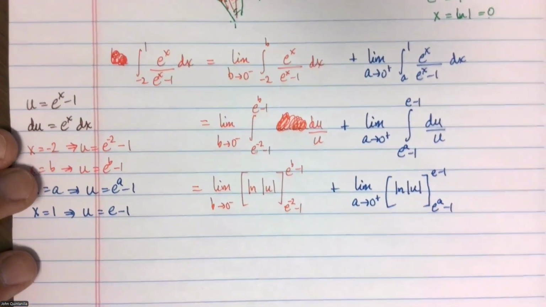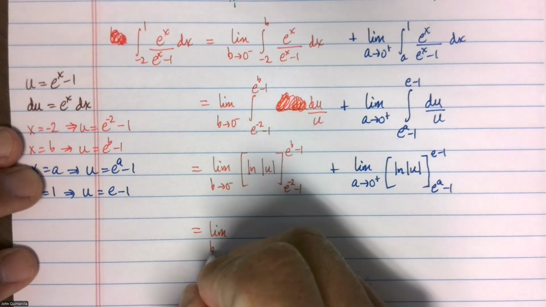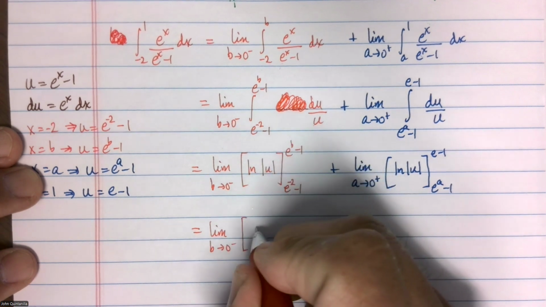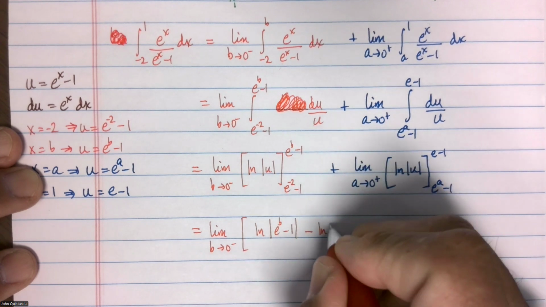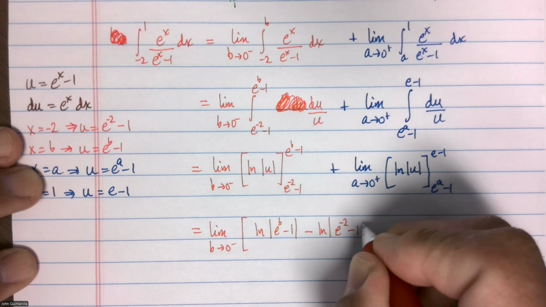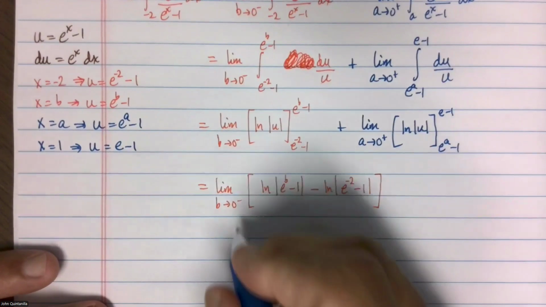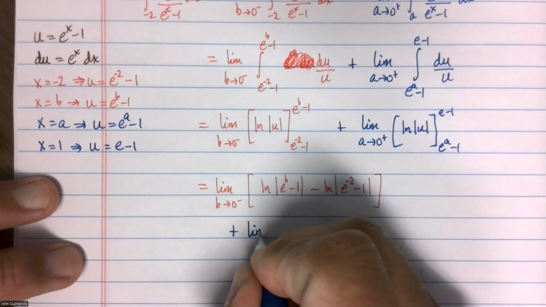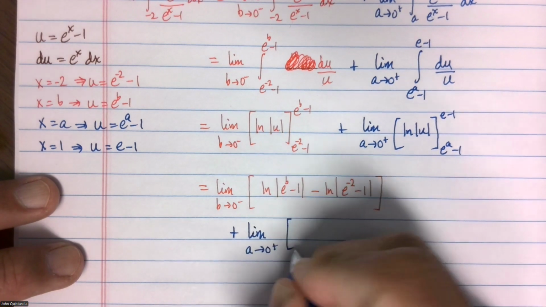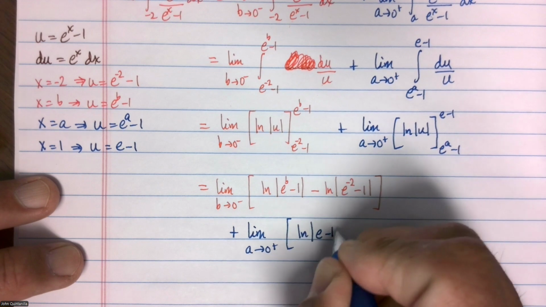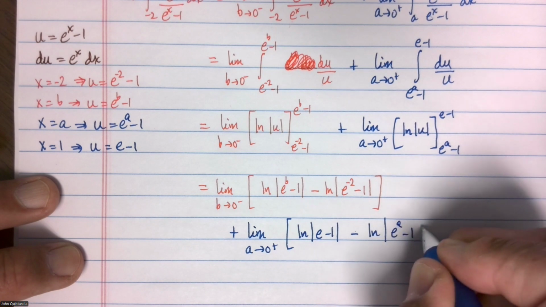Okay, so now I have these two integrals to calculate. The first limit is going to be the limit as b approaches 0 from below of the natural log of absolute value of e to the b minus 1 minus the natural log of 1 over e squared minus 1. And then the second limit, I'll just write that on the second line so that I don't get too squeezed over here. Limit as a approaches 0 from above. The natural log of absolute value of e minus 1 minus the natural log of the absolute value of e to the a minus 1.